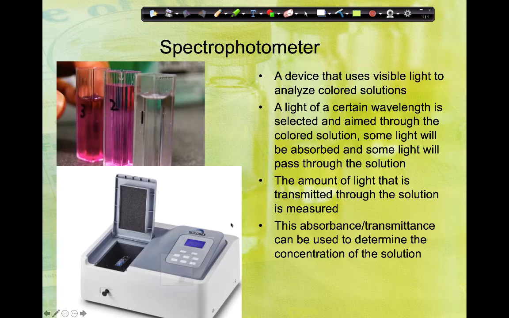We can measure either the absorbance, which is how much light is absorbed by the solution, or the transmittance, which is how much light passes through the solution at the end. Primarily, we're going to use this for determining concentrations of colored solutions.